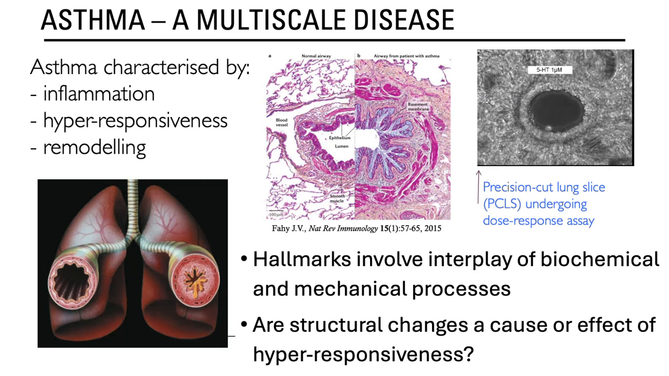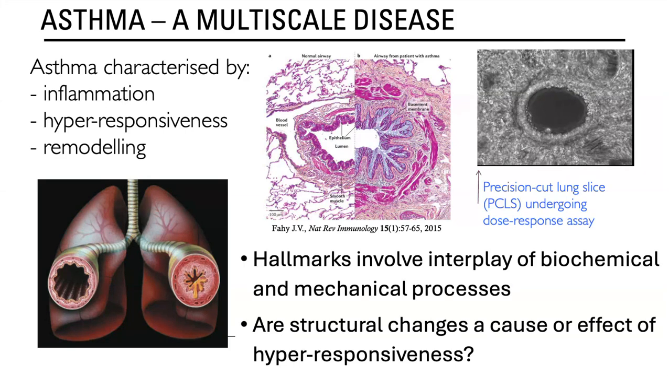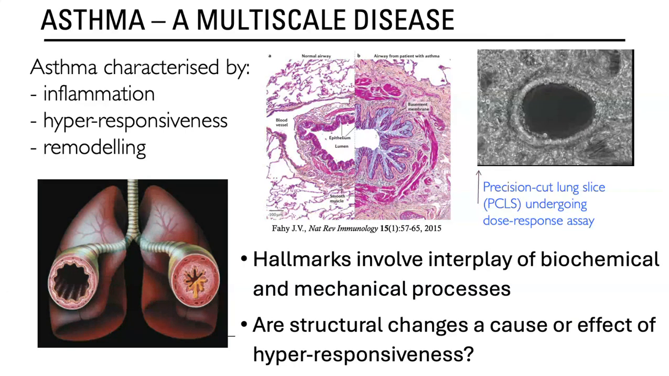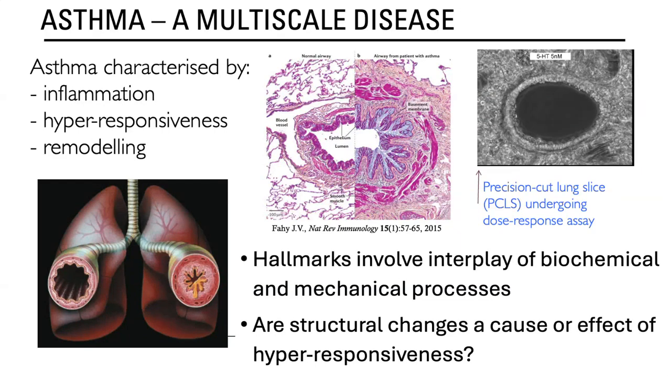This picture here, or this movie, if it's working, is of what's called a precision cut lung slice, and it shows the acute changes, what happens when you apply a contractile agonist at increasing doses, and you can see the increasing contraction of the airway. This is from a mouse lung.